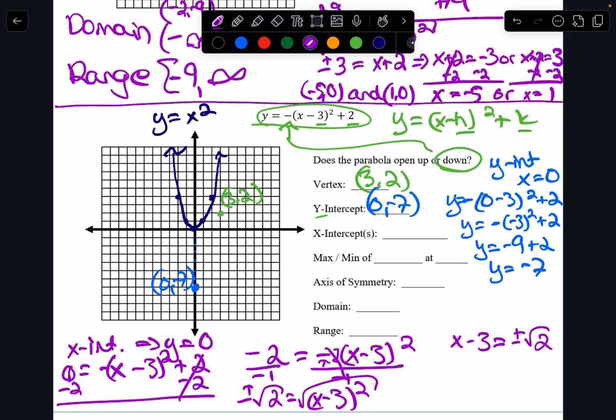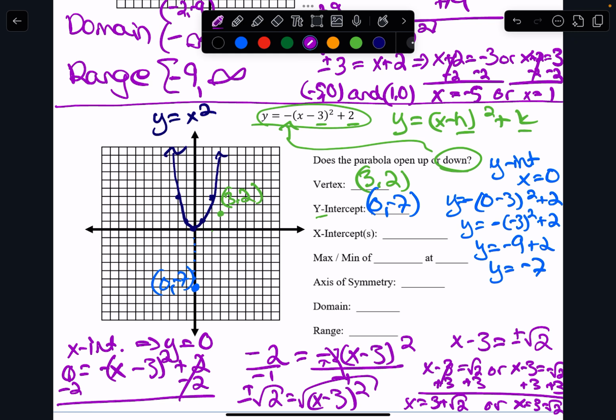And now we end up with x minus 3 equals square root of 2, or x minus 3 equals negative square root of 2. We add 3 to all of these, and we get x equals 3 plus square root of 2, or x equals 3 minus square root of 2. So our x-intercepts, let's see if I can fit them here, are going to be 3 plus square root of 2, 0, and 3 minus square root of 2, 0.